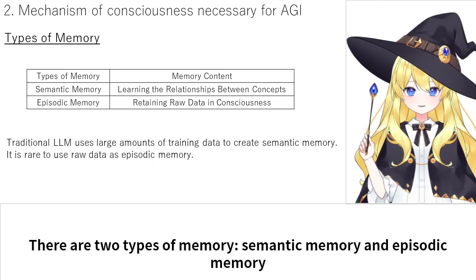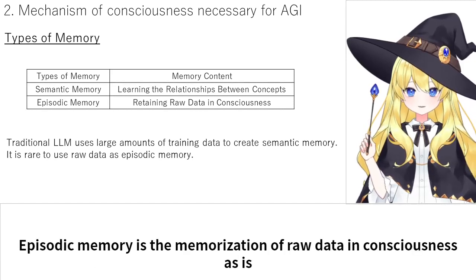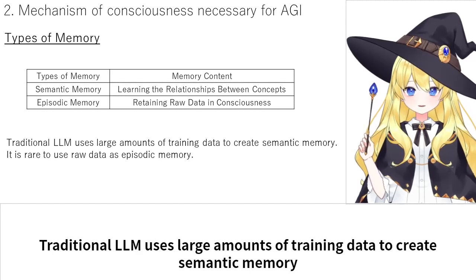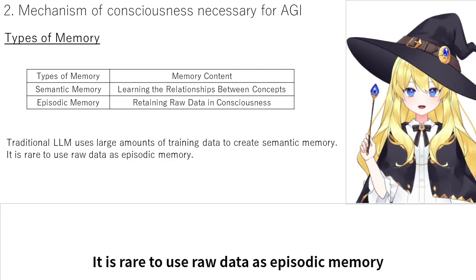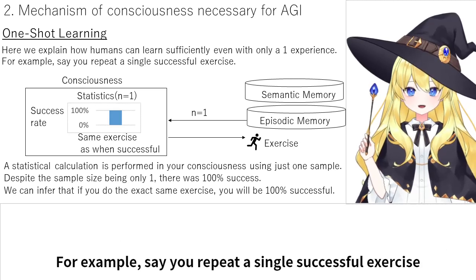There are 2 types of memory: semantic memory and episodic memory. Semantic memory is the learned relationships between concepts. Episodic memory is the memorization of raw data in consciousness as is. Traditional LLM uses large amounts of training data to create semantic memory. It is rare to use raw data as episodic memory. Here we explain how humans can learn sufficiently even with only a single experience. For example, say you repeat a single successful exercise.